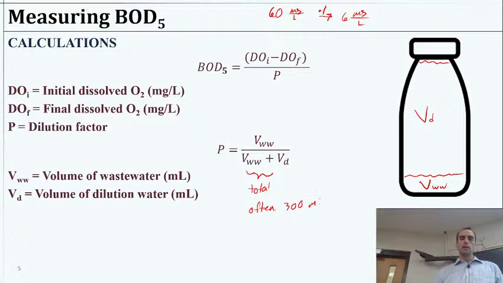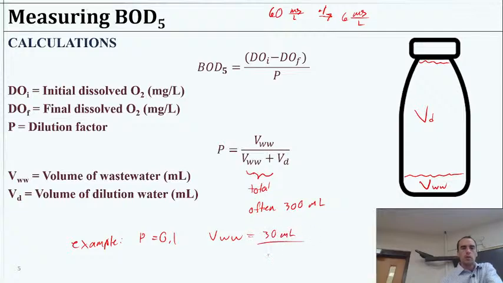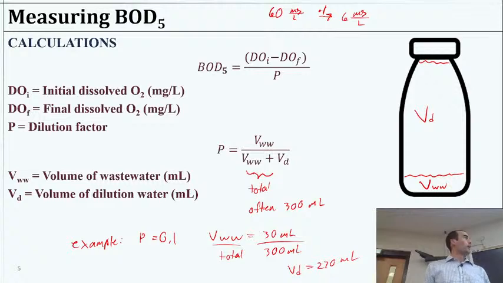So if we take an example for a P of 0.1, we could get there in 300 milliliters by saying volume of the wastewater is 30 milliliters and the total is 300. So that would mean in that case, the volume of the dilution would be 270. Right. Pretty straightforward. We do a lot of this anytime we're doing any sort of chemistry lab, so you probably have done this exact type of thing in the past. So it's relatively straightforward in that manner.